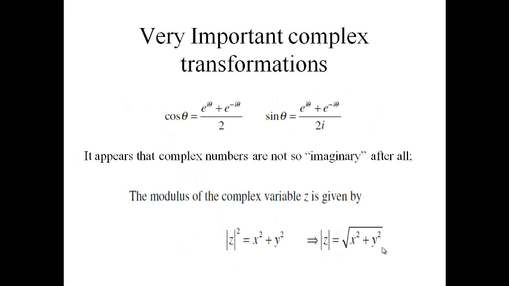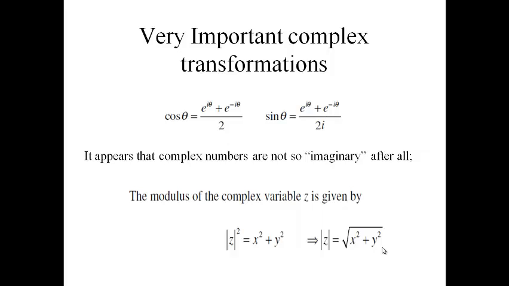These two are very important complex transformations: cos theta equal to e power i theta plus e power minus i theta divided by 2, and sin theta equal to e power i theta minus e power minus i theta divided by 2i. So it appears that complex numbers are not so imaginary after all.